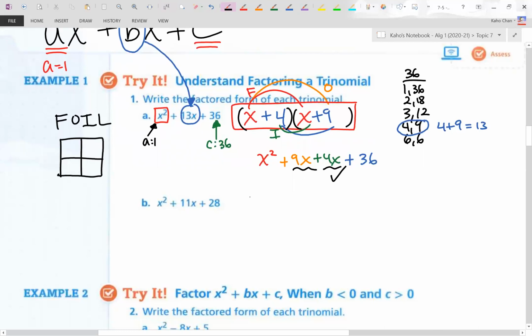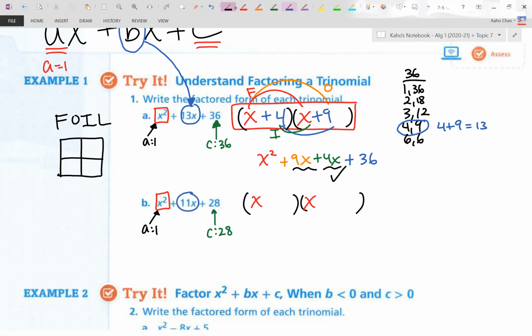Let's draw our binomial. Look at our A value here. A is 1. There's actually only one way to get x squared. That's x times x, right? There's really no other way. But I need to figure out what times what equals 28. That's our C value here. When added together, it will give me 11, right?